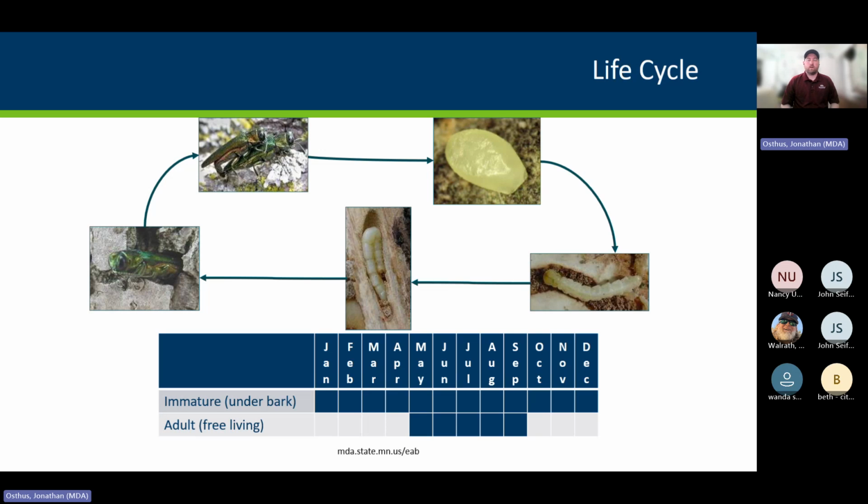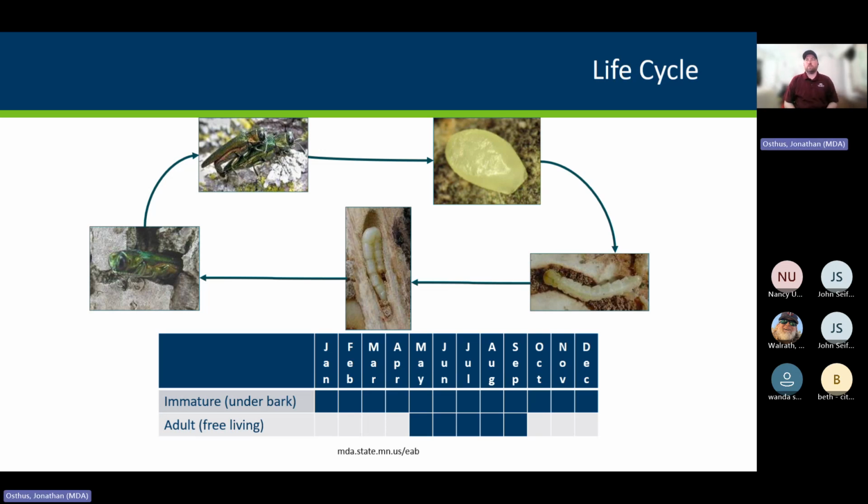of the tree. So an average female beetle can lay between 60 and 90 eggs. So you can see how that population starts to build pretty rapidly. And so they begin laying their eggs in the mid to upper canopy of a tree and kind of work their way down. So infestations always begin in that mid to upper canopy and work their way down the tree as it progresses over the years.